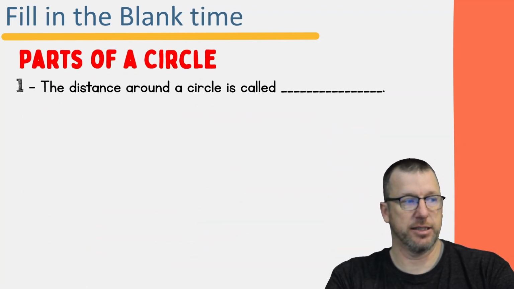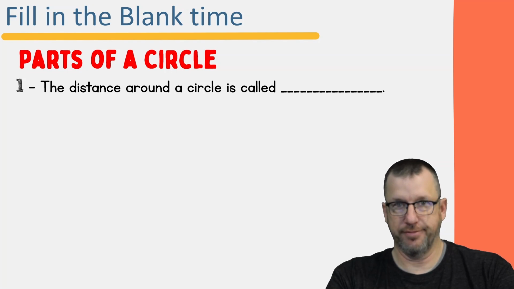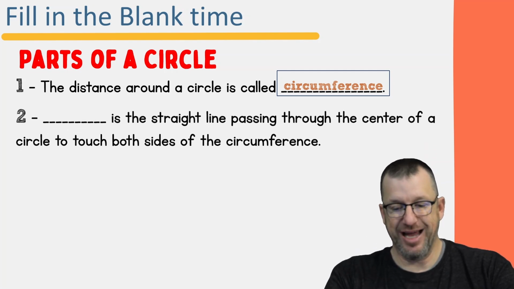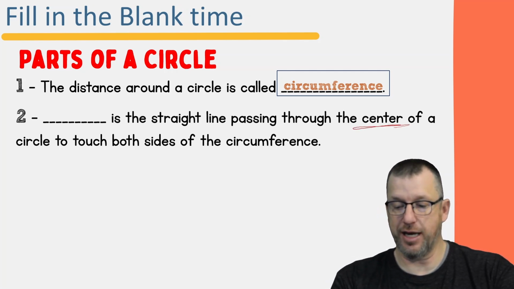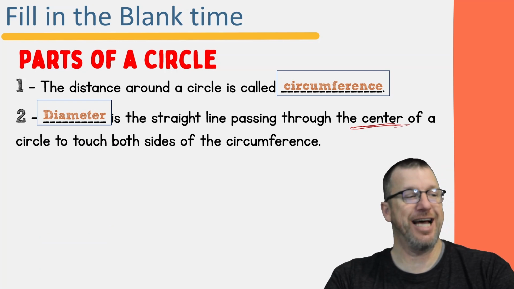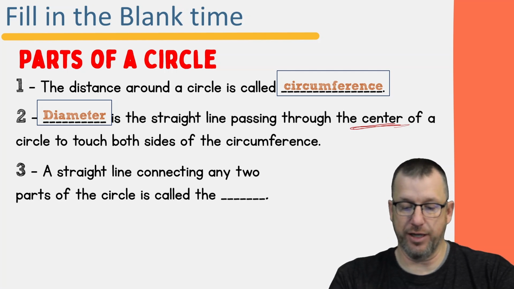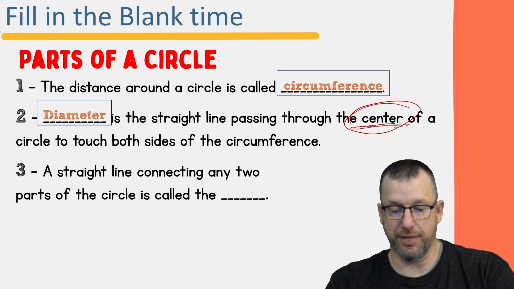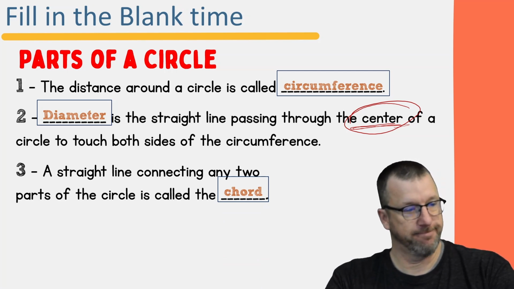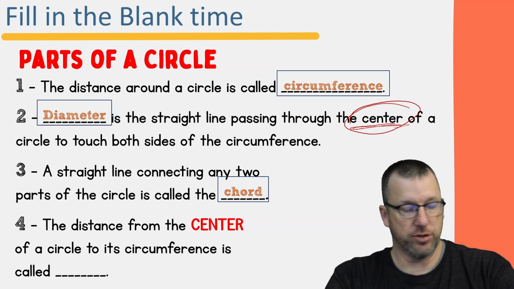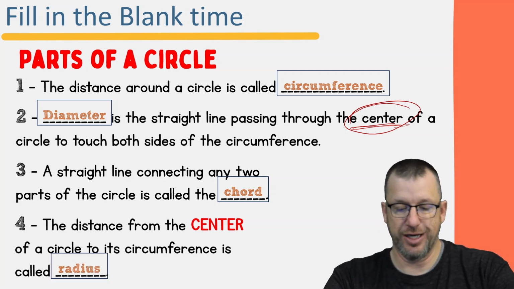All right, let's fill in some blanks. The distance around a circle is called, okay, we said another word for it would be perimeter, but it's the circumference. Blank is the straight line passing through the center of a circle to touch both sides of the circumference. That is the important part of that, and that would be the diameter. A straight line connecting any two parts of the circle is called what? Notice it did not say the center this time. So this one is called the chord. And finally, the distance from the center of a circle to its circumference. So it's not going all the way across, it's just from the center of a circle to any part of the circumference is called the radius.